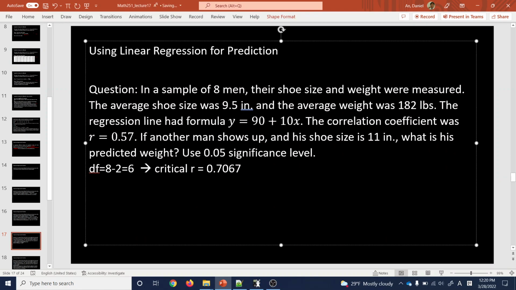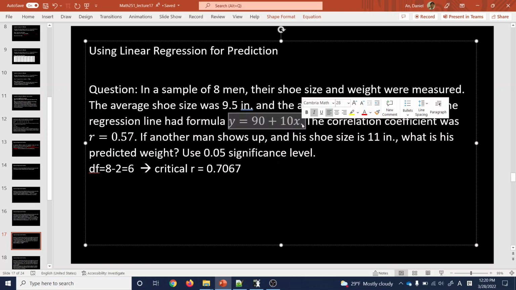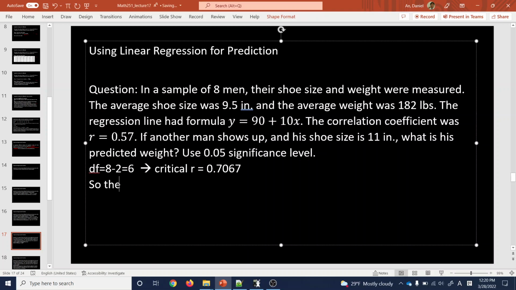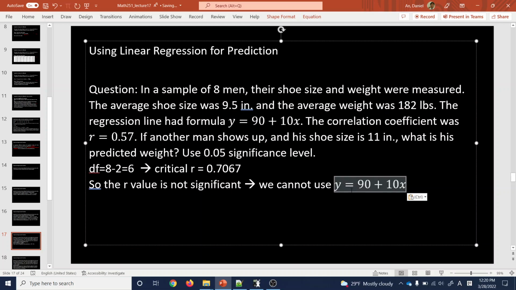Now, what do you think? The r value is 0.57. The critical value is 0.7067. So is our r value significant? No, it's not. So does this regression line have a meaning? No, we can't trust it. That's not meaningful enough. So the r value is not significant. Therefore, we cannot use this. Now, if we can't use that, what's our best prediction then?